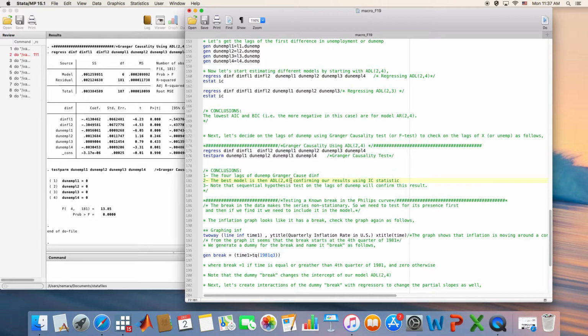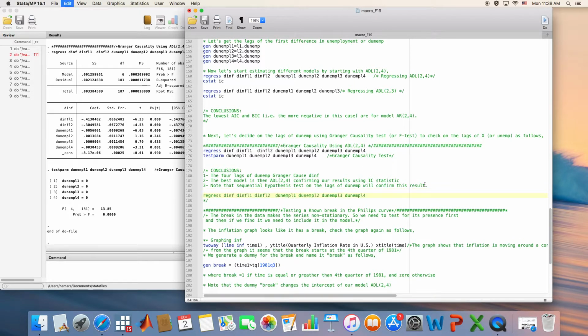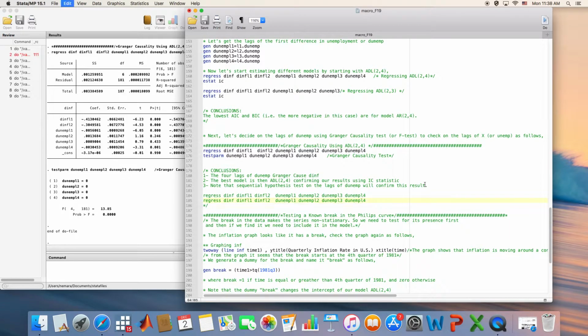Okay, so this is just confirming our results using the information criteria statistic. You can also repeat this using a sequential hypothesis test. How can I do that? So I'm going to do inflation like this. Let me show it to you. You can actually perform a sequential hypothesis test. Let me have it in the green area. So this one and this one. This is the sequential, and this one.